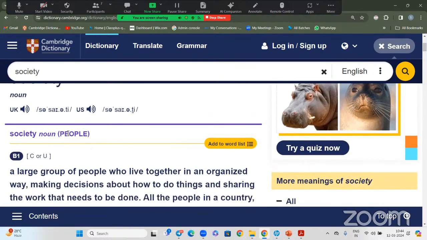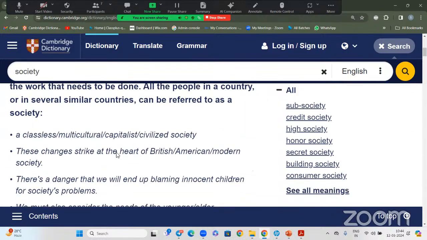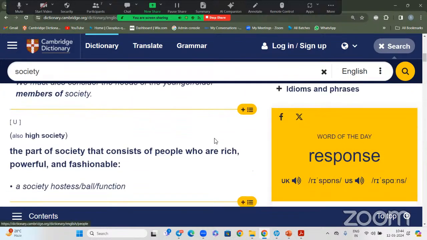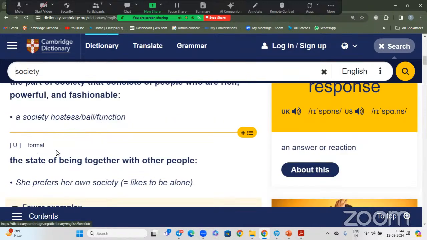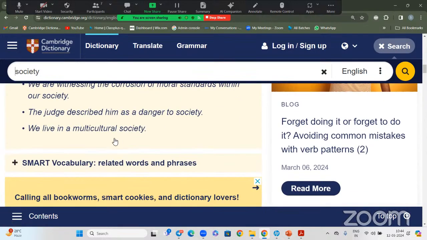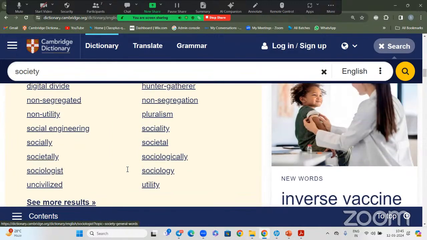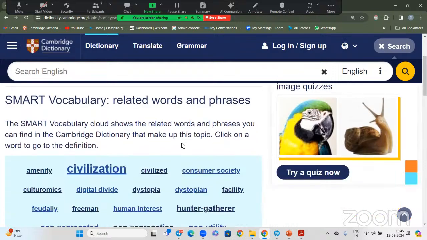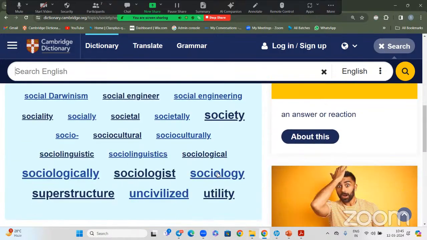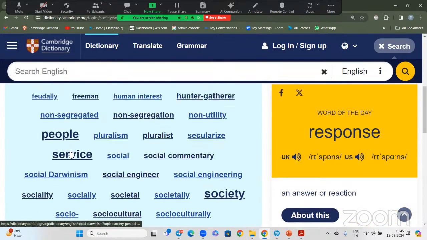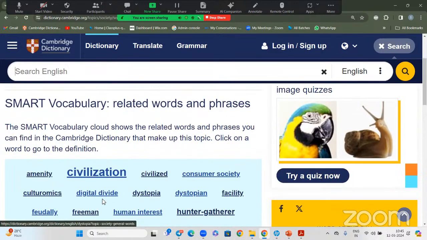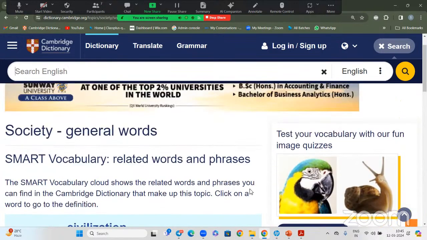Society means what? People. Society means people. Now smart vocabulary. Society means civilization. Society means culture. Society means group. Society, people, group, culture. All these things are related. Synonymous.